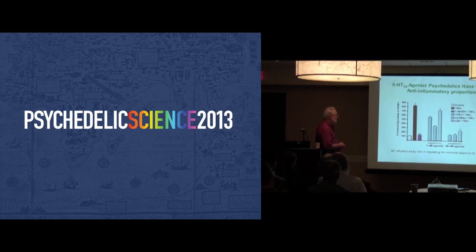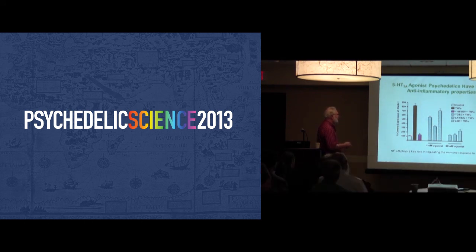alpha, which initiates a whole cascade of pro-inflammatory markers. And so here's the effect of TNF-alpha unopposed. And here's one nanomolar DOI put in, it completely blocks the inflammatory response produced by TNF-alpha.